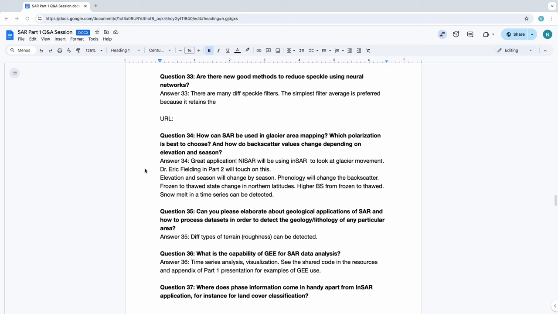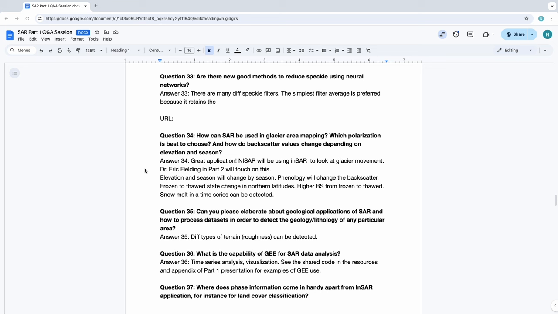How do backscatter values change depending on elevation and season? So backscatter will change depending on season, and it depends on what you're looking at. So if you're looking at areas where there's forest phenology, where the trees have leaves and then they lose their leaves, your backscatter is going to be different. I also showed the example in the northern high latitudes where you have a seasonality of the land surface going from frozen to thawed, and you are going to have a difference in backscatter due to that state change from frozen conditions to thawed conditions. So there's going to be a higher backscatter as things go from frozen to thawed.